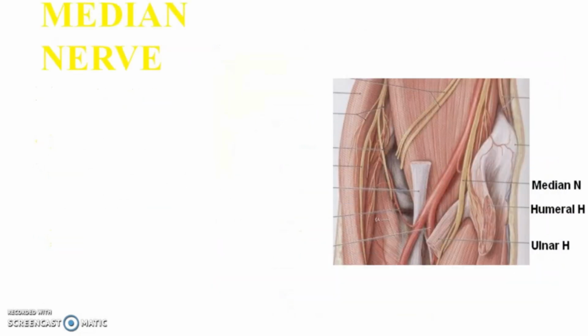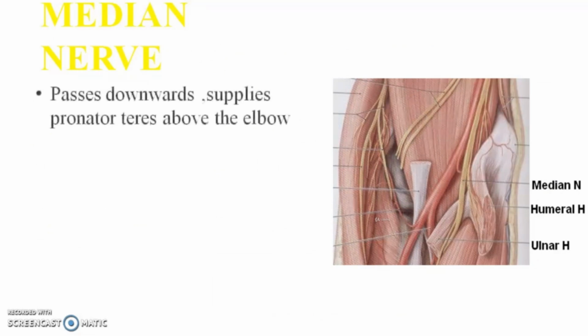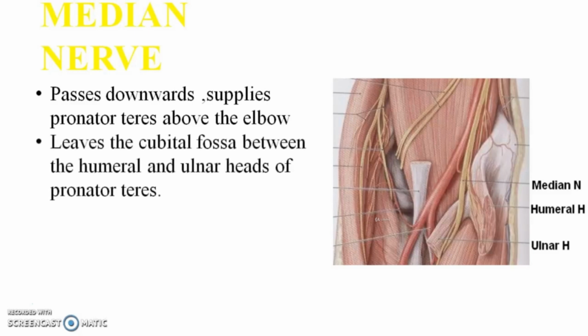And now going into details of these structures present in the cubital fossa. Talking about the median nerve, this nerve passes downwards and supplies the pronator teres above the elbow. So it is passing downwards in this cubital fossa. Later, reaching the cubital fossa, it gives a single branch. That branch is going to supply the pronator teres muscle, that is present just above the elbow. And then this nerve leaves the cubital fossa between two heads of pronator teres.